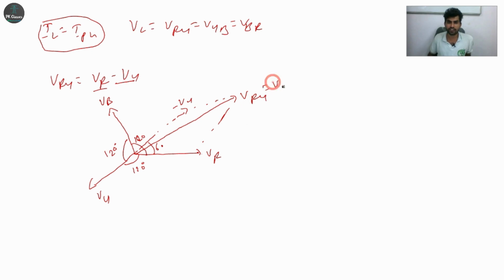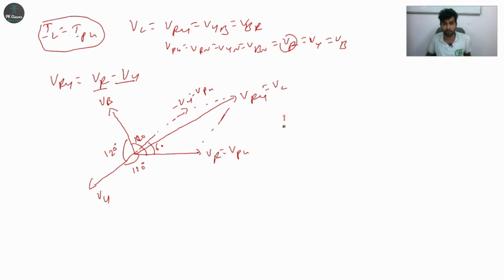So this one is VL, and this one is V phase, right? This one is also V phase. Already we have written the equation: V phase is equal to VRN is equal to VYN is equal to VBN. If you neglect the neutral, VR is equal to VY is equal to VB. So VR is the V phase. Now I'll use the cosine rule: VRY square is equal to VR square plus VY square minus 2 VR VY cos 60. This is the cosine rule we can use.